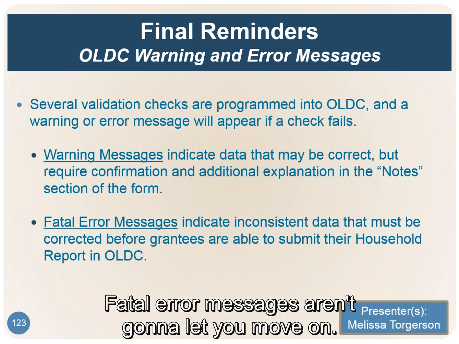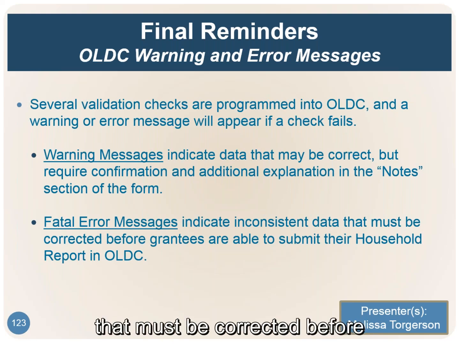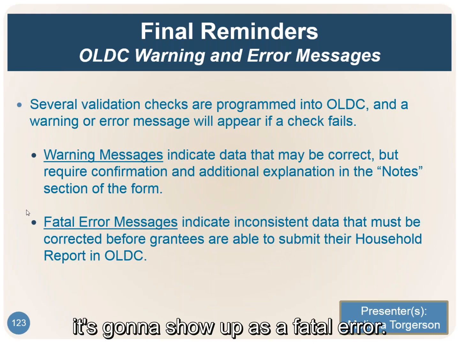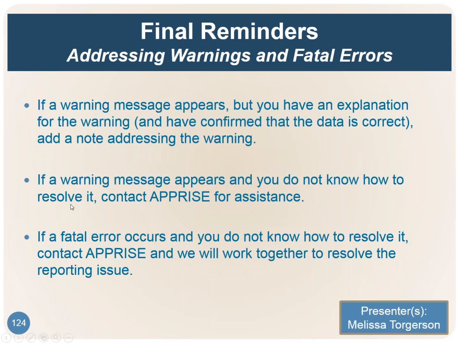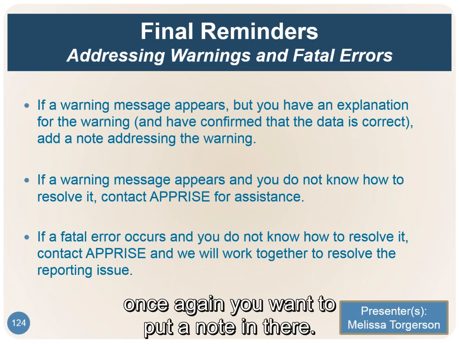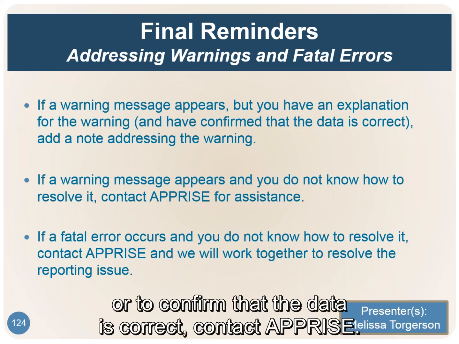Fatal error messages aren't going to let you move on. So if there's inconsistent data that must be corrected before you submit your household report, it's going to show up as a fatal error. If you get a warning message, but you have an explanation, once again, you want to put a note in there. If you have a warning message and you don't know how to resolve it or to confirm that the data is correct, contact PRIZE.